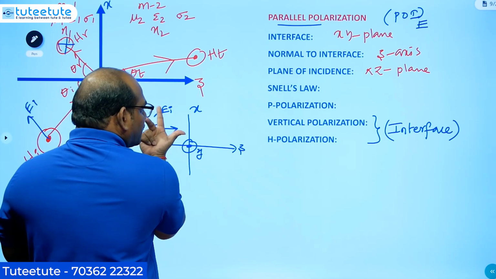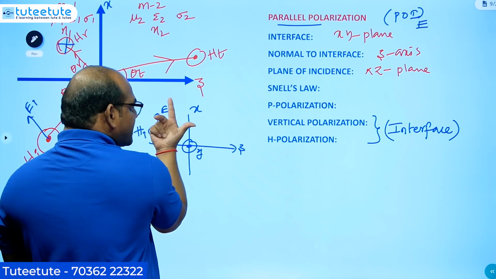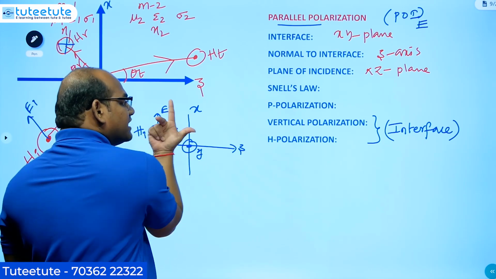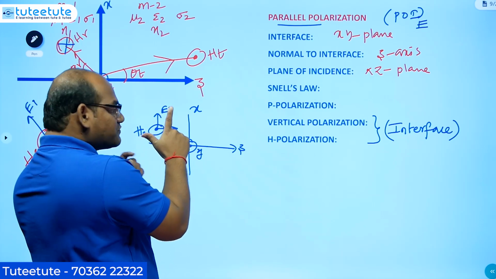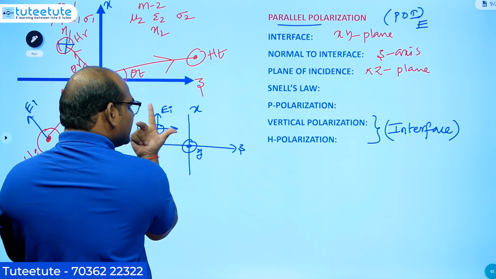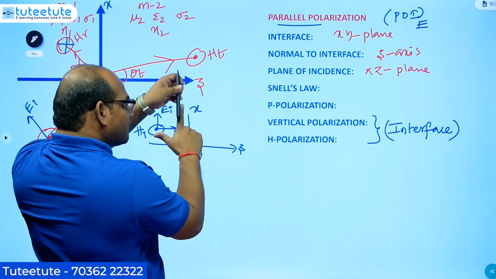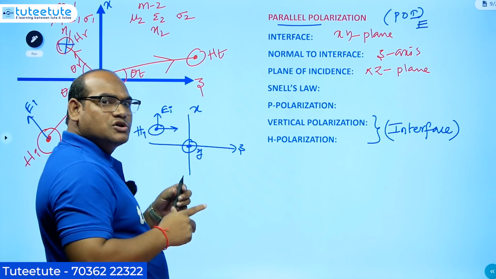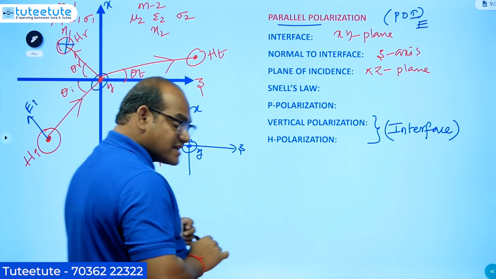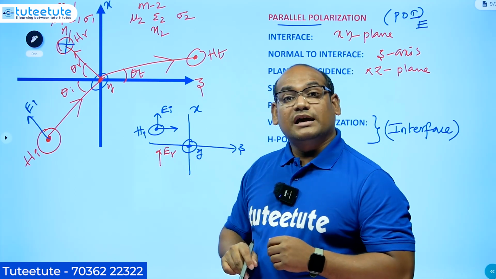The wave goes and strikes the interface, the XY plane. Because of the impedance mismatch, its direction changes like this. One thing you observe is that we did not change the electric field orientation. Whether it is the incident wave or the reflected wave, the electric field is oriented like this only. So we did not change the electric field orientation between the incident wave and the reflected wave.